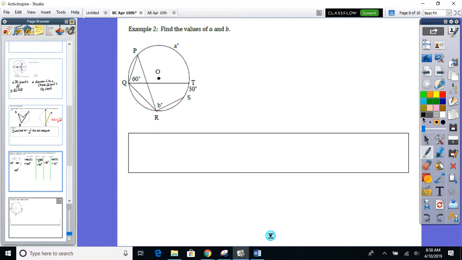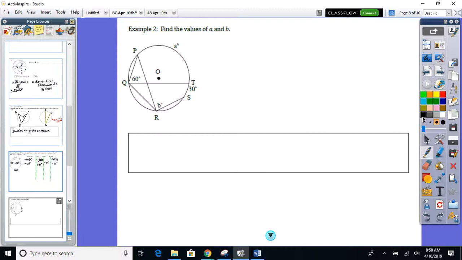This is where I lose a lot of kids because they do not like all the chords flying in that circle. It's very hard to take a look at. You have seen nothing yet. If this bothers you, we're going to have some issues down the line. All right, so find arc A, the measure of A, and angle B there.